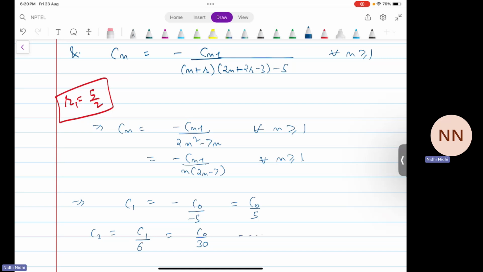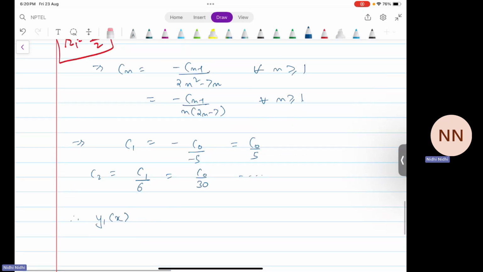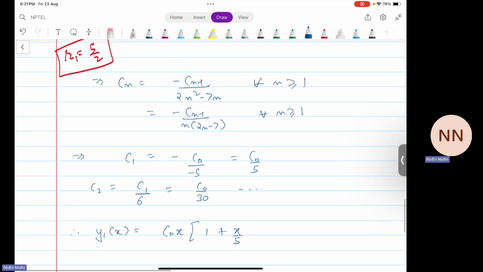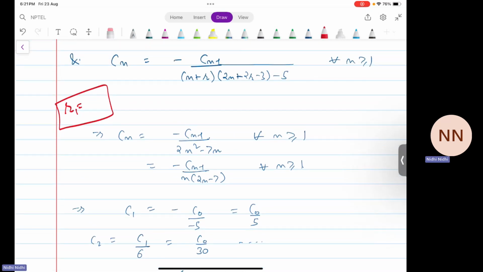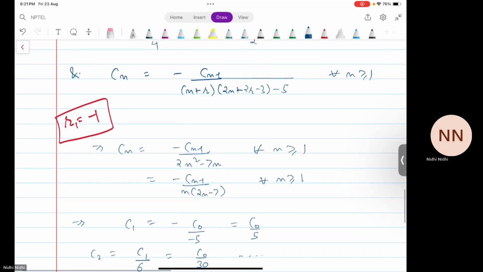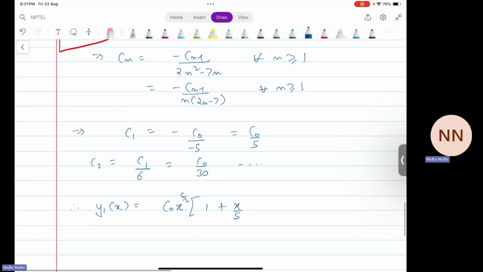Therefore, y1(x) is equal to C naught times 1 plus x by 5 plus x square by 30 and so on. Sorry, and we also had x to the power r1, and r1 was 5 by 2. This is for r1 equals 5 by 2.